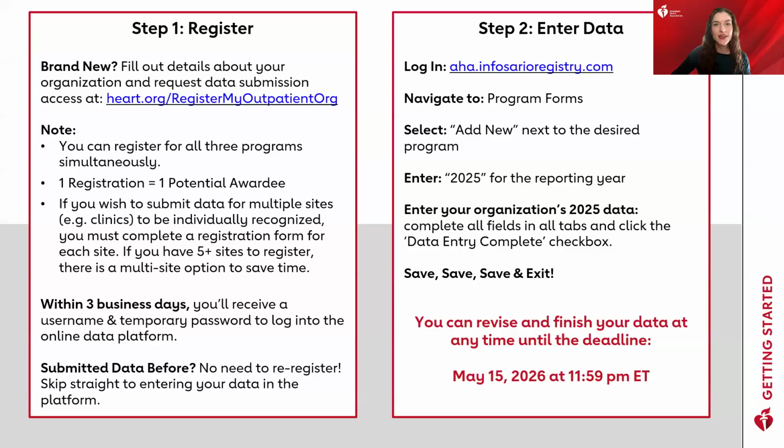Keep in mind as we get started that there are two general steps to submit data for award achievement. The first step is to register. This enables us to create a profile and user login for you in the online data platform. If your organization is new to submitting data, you can go to heart.org/registermyoutpatient.org to register.